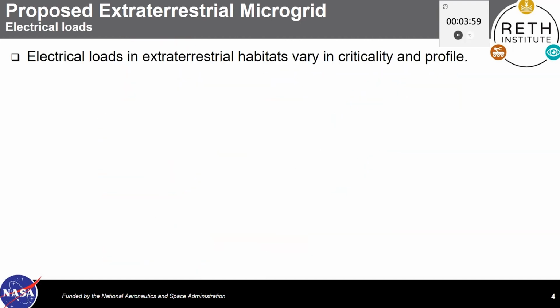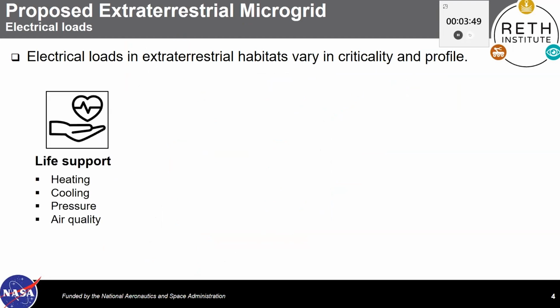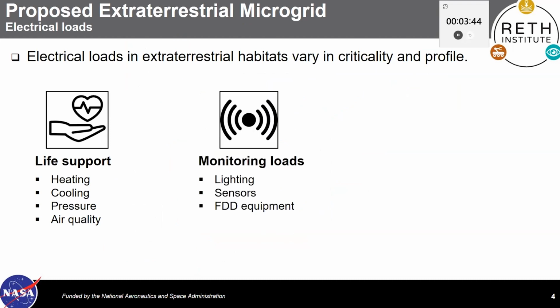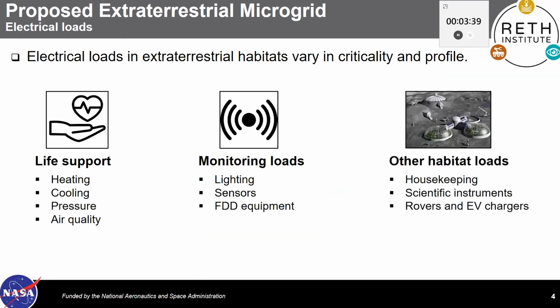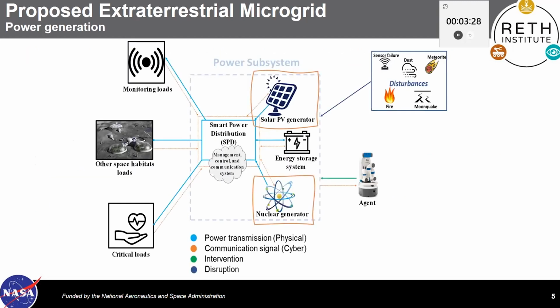I'll start with the electric loads. Electric loads in an extraterrestrial habitat vary in criticality and profile. The first type is life support. The second type is monitoring loads. And the third type is all other loads in the space habitat, such as scientific instruments, housekeeping, or chargers of electric vehicles and rovers. All these are modeled with their profile and their criticality in our system.